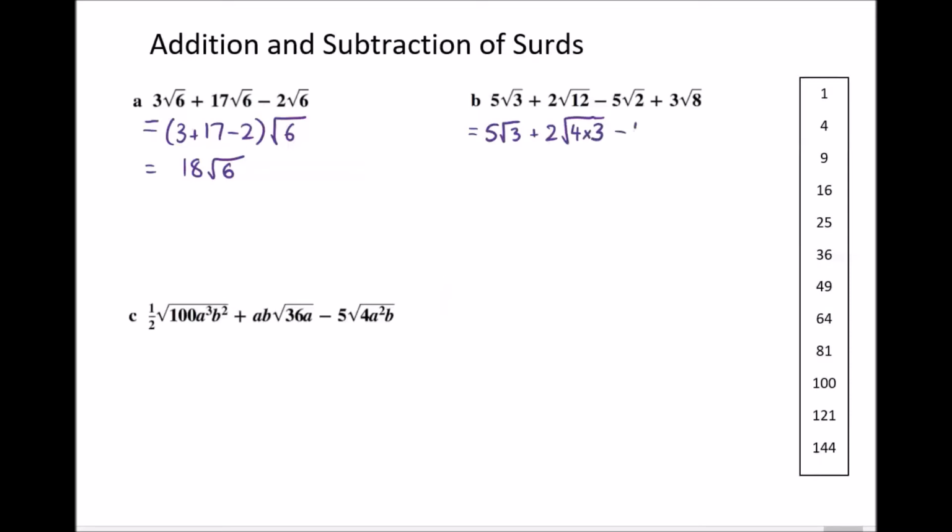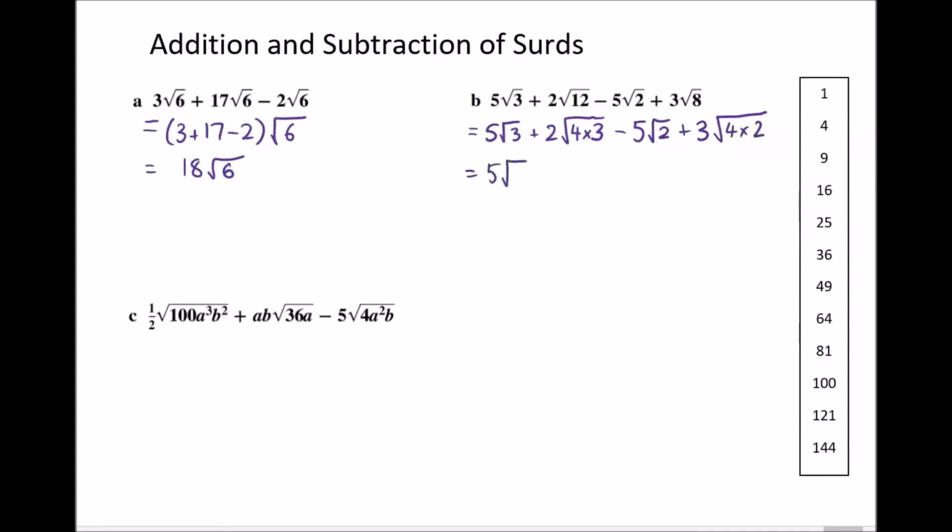Then we have minus 5 root 2, which stays as it is. It's already simplified, plus 3, and we need to write square root 8, once again, as a product of its factors, where one of those factors is a square number. And we can write that as 4, which is a square number, times 2. Then we go through and we simplify.